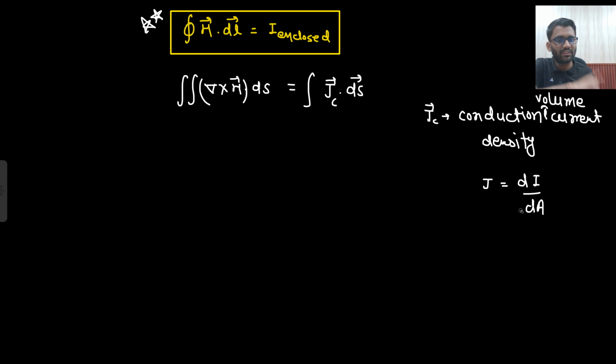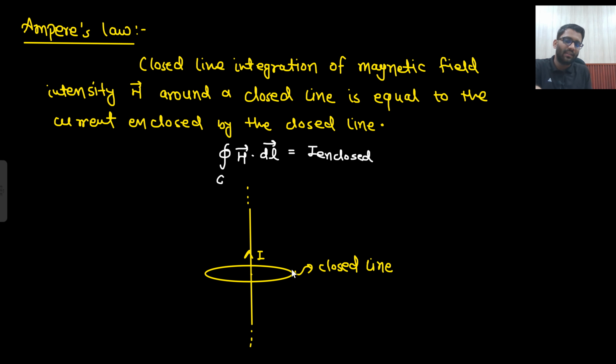But if they are not mentioning it, then what will you take by default? You will take only volume current density. If they are mentioning surface current density, then by default they will tell it. Or how I can say is that this closed line will enclose a surface, right? It will enclose some surface.